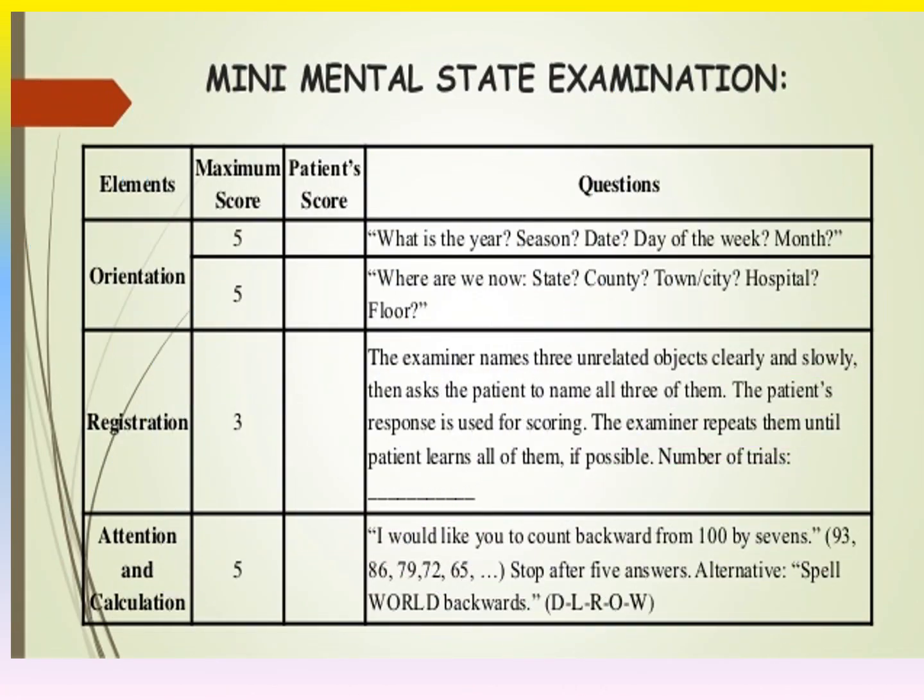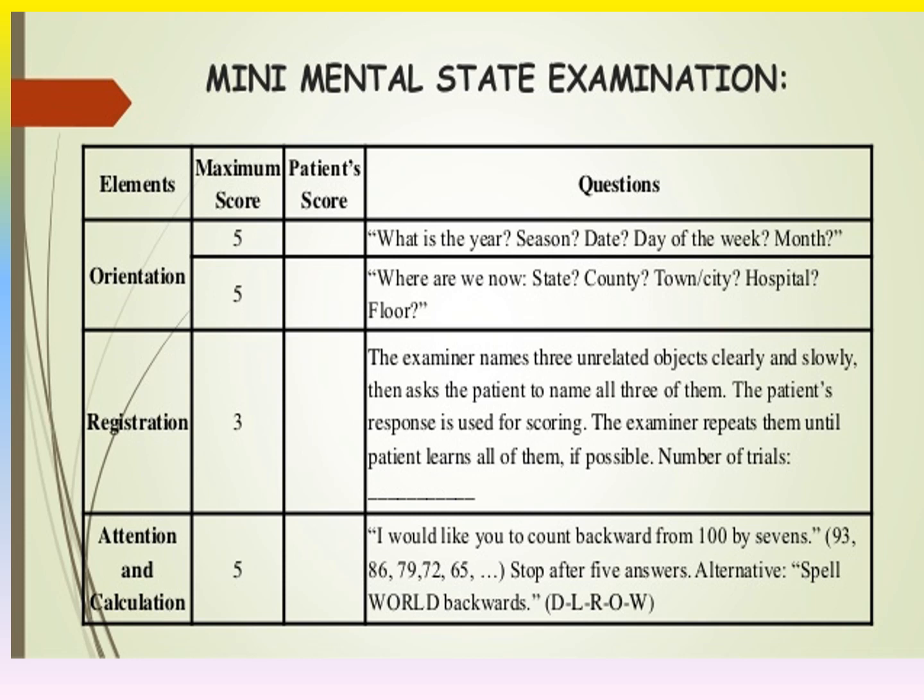Mini mental state examination. So here we are supposed to ask questions. For orientation, the maximum score is 5. So in the orientation we will ask about the past and present: what is the year, season, date, day of the week, month, and where exactly is the patient, which country he belongs to, town, city, hospital. And the registration, the maximum score is 3. So we can name 3 unrelated objects clearly and slowly, then ask the patient to name all 3 of them, and based on the patient response we can give the score.